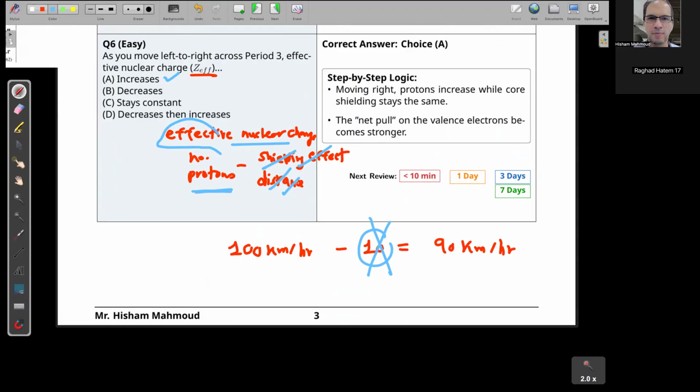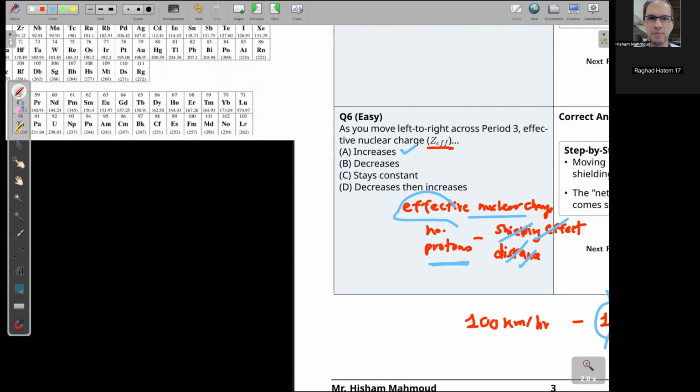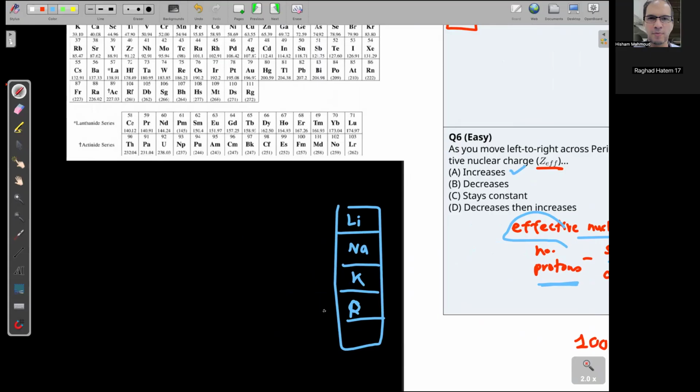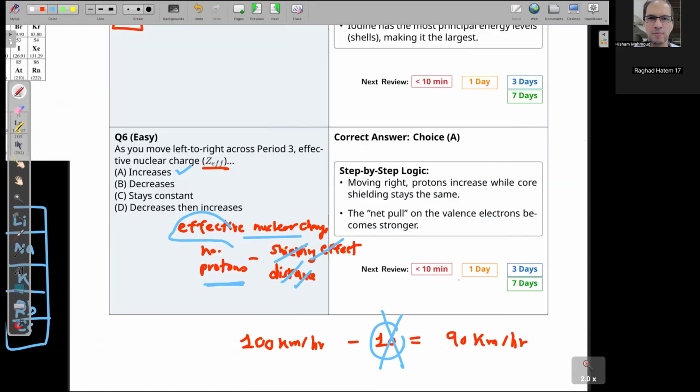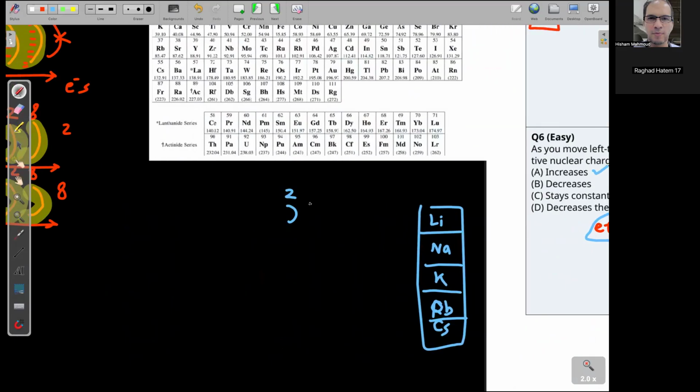When do the shielding effect and distance show? If you are comparing elements in the same group. In this case, if you are comparing lithium to sodium, to potassium, to rubidium, to cesium, only then will there be an effect from shielding and distance. Look at lithium: 2, 1. Sodium: 2, 8, 1. Potassium: 2, 8, 8, 1.